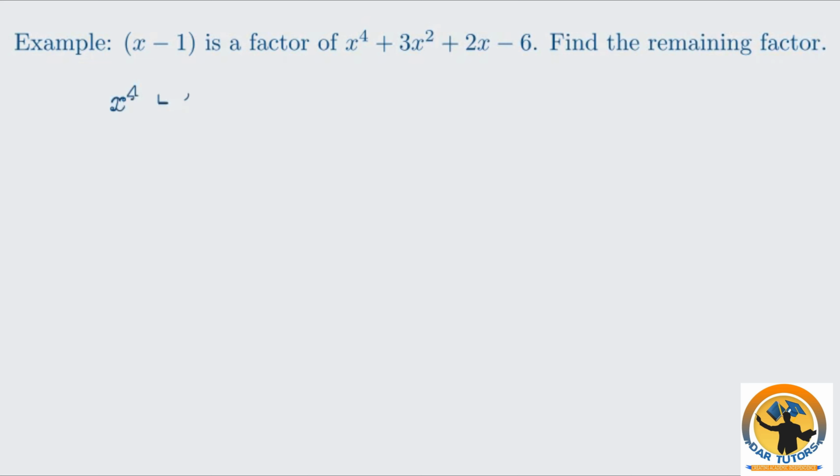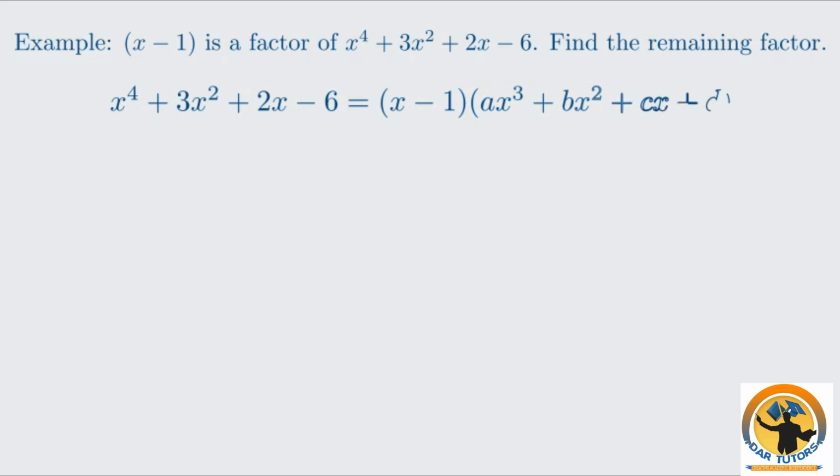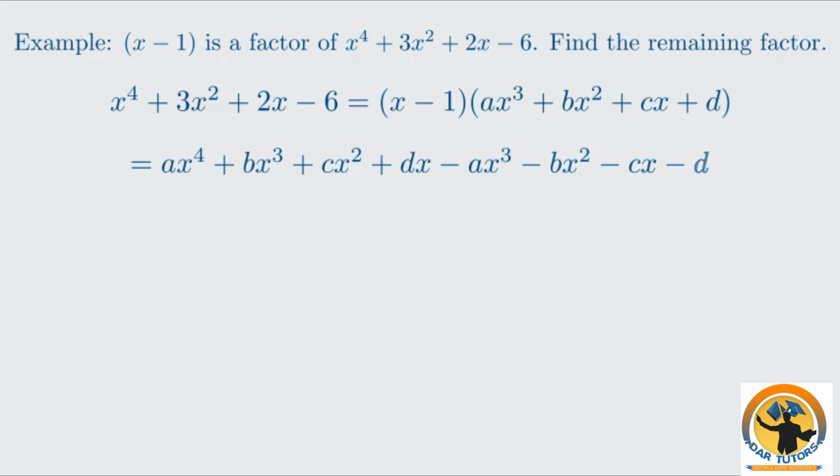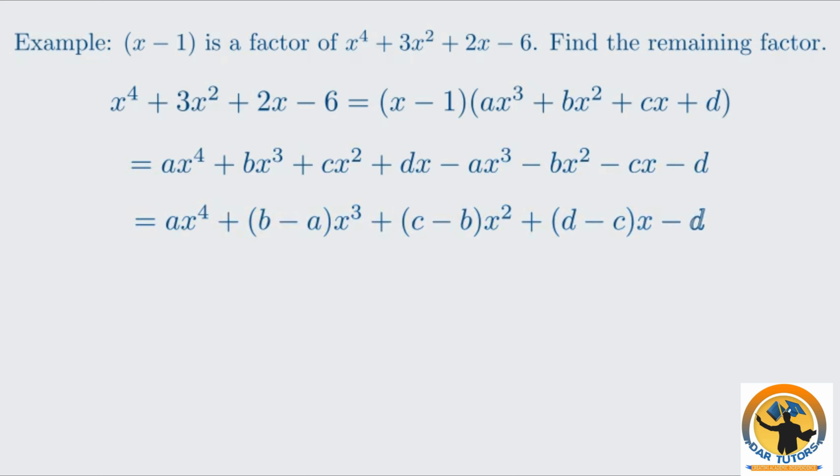We can write the original polynomial as the product of the known factor, x minus 1, and a general cubic polynomial, ax cubed plus bx squared plus cx plus d. Now we expand the right-hand side. Multiplying each term in the first bracket by each term in the second, we get ax to the fourth plus bx cubed plus cx squared plus dx minus ax cubed minus bx squared minus cx minus d. Grouping the like terms, we get ax to the fourth plus b minus a x cubed plus c minus b x squared plus d minus c x minus d.